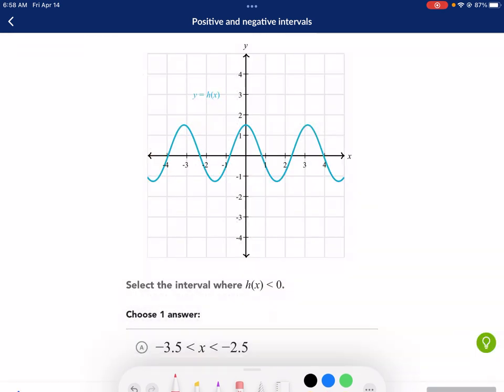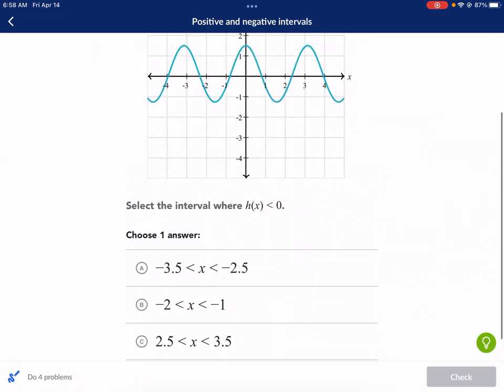So we're going to go down here and look at the values and see which ones match up. This says only one answer, so only one is true. Let's just look at A. A says between negative 3.5 and negative 2.5.